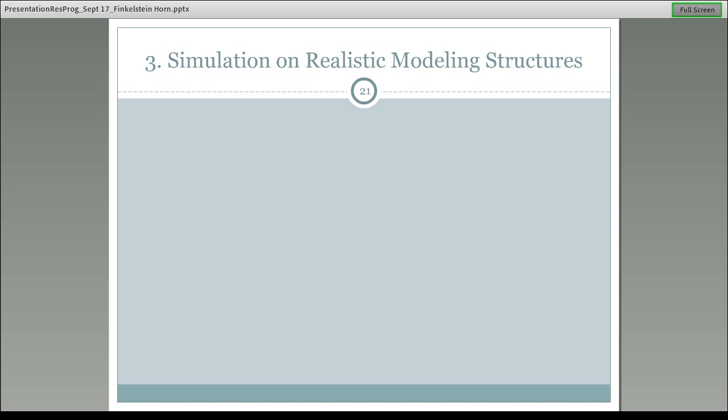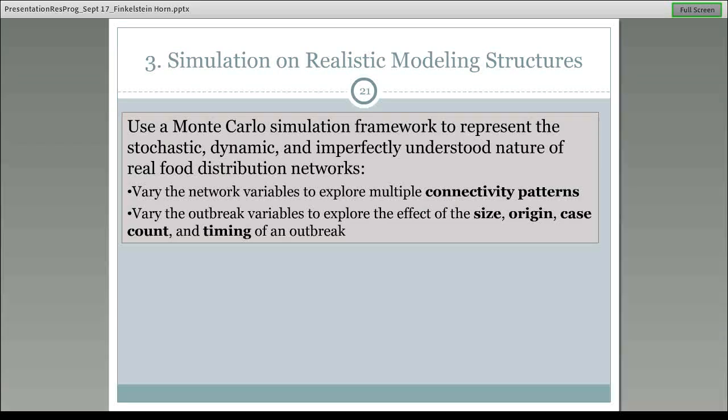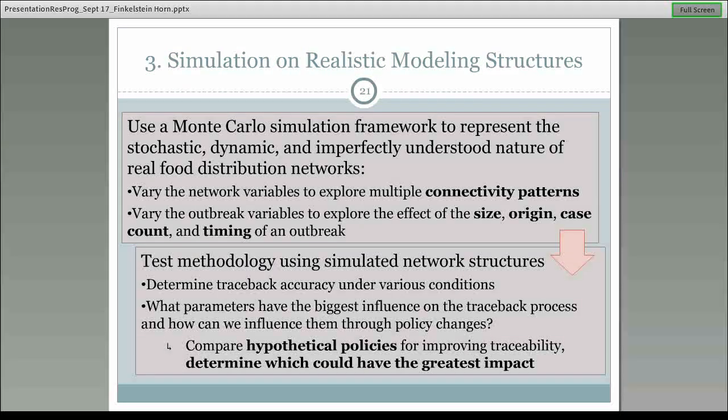And then we move on to simulation of much more realistic modeling structures. And this is the part of the project that we're just embarking on now. And so to do this, we're using a Monte Carlo simulation framework that allows us to represent the dynamic nature of these real food distribution networks. There are two components to the simulation. One is to create network structures that represent foodborne disease networks, and to create multiple of these types of networks with different connectivity patterns. And then another part is to simulate different types of outbreaks on these networks.